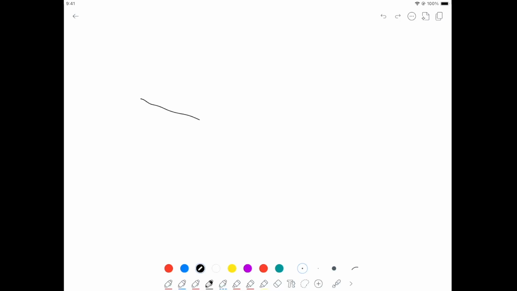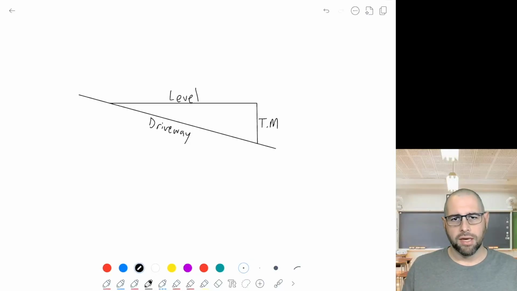So, what did we have? We had the sloped driveway here, and we had the level coming out from it. And then coming down from that, we had the tape measure. So I'm going to go ahead and label this. Better make that a right triangle. So this is a level, this was my tape measure, and this was my driveway. So the level and the tape measure make a right triangle. So I'm going to put the right triangle symbol there.